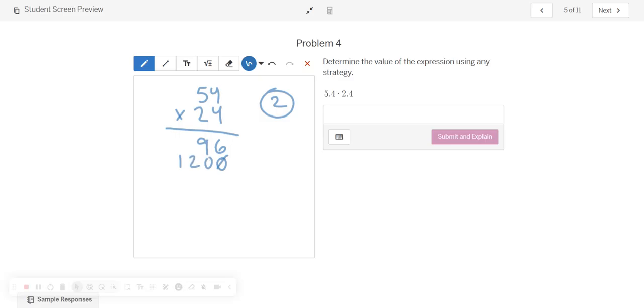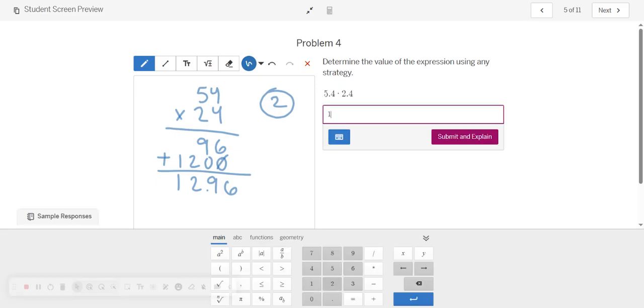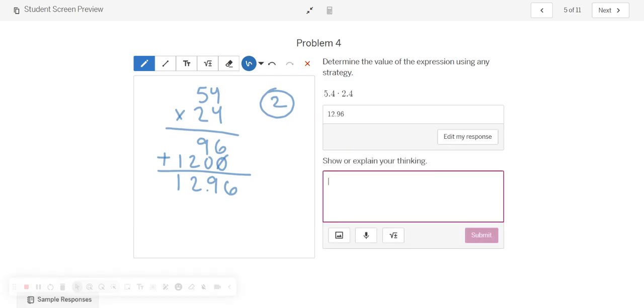And that placeholder, because it's a 20, it's not a 2. I add these up, and then I get 6, 9, 2, 1, and there's 2 decimal places. I get 12.96. Submit and explain. And I know I did it backwards. I actually did 54 times 24 because, again, 24 was on my multiplication chart. According to the commutative property, I could do them in any order I wanted.